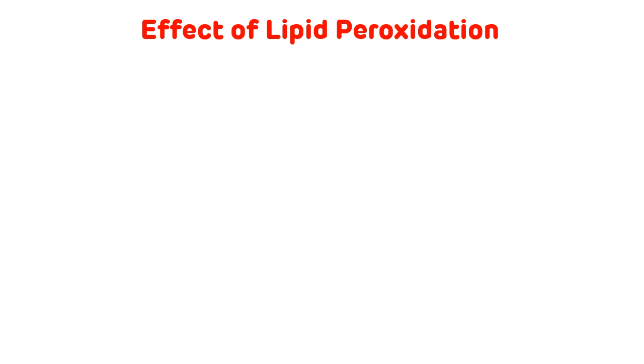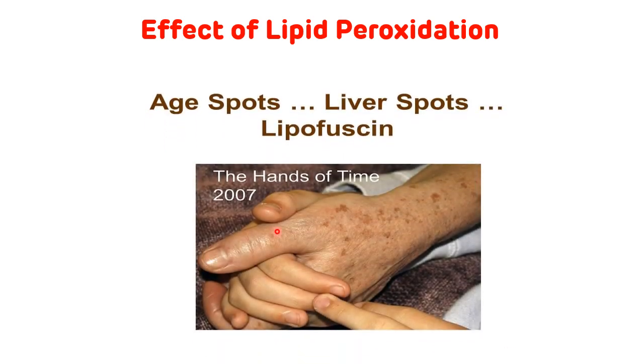Now, effects of lipid peroxidation. Effects of lipid peroxidation are classically seen as age spots, which are also known as liver spots, which are the brown colored spots on the dorsum of the hands of old people. These liver spots contain lipofuscin pigment, which is synthesized by the combination of cross-linked lipids and the products of lipid peroxidation.